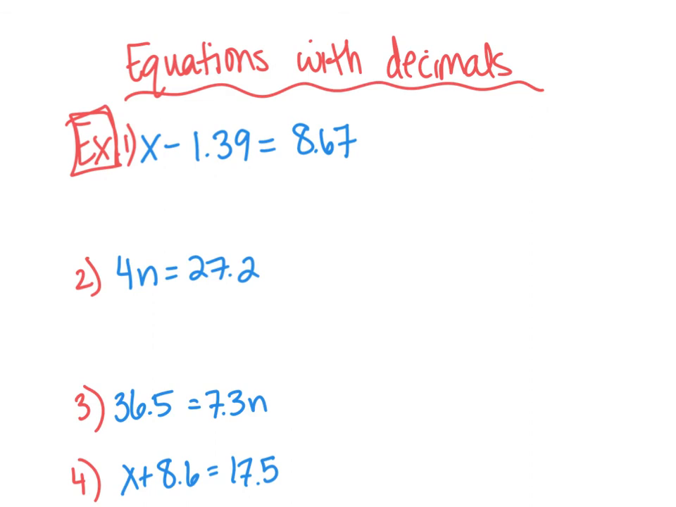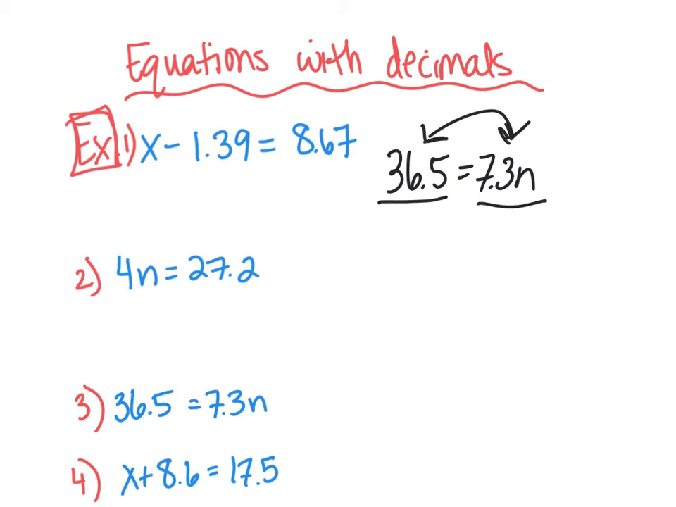Okay, the next problem is 36.5 equals 7.3n. Now, remember, it doesn't matter which way these go. If it helps you to rearrange them, as long as you keep everything that was on this side and everything on this side, we can switch them around and make our problem 7.3n equals 36.5. So all we've done is said, okay, this expression is equal to this expression. It doesn't matter which order we take, okay?